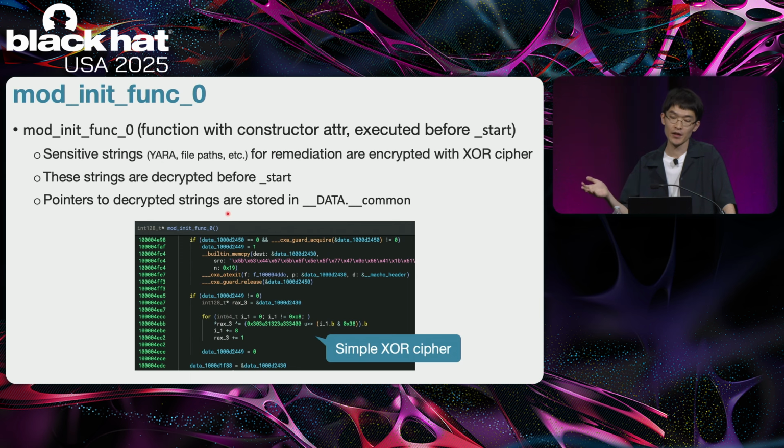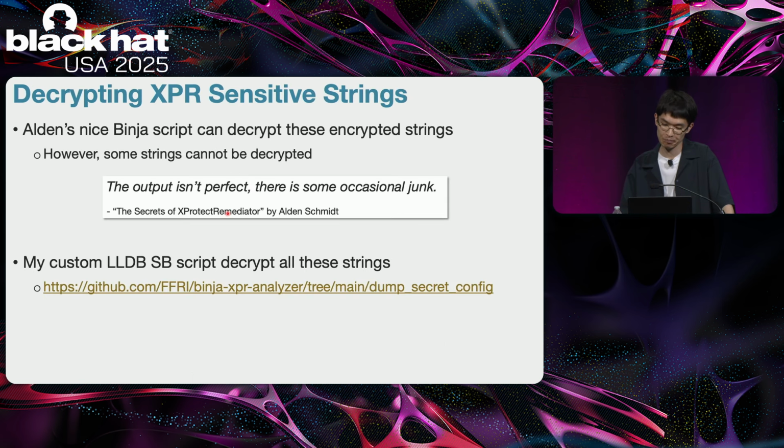Each XPR scanner has a function called model_init_func0, which runs before its entry point. Its role is to decrypt sensitive strings used for remediation, such as file paths, YARA rules, and regular expressions. These sensitive strings are encrypted using a simple XOR cipher. Decrypting these strings is important because they tell us a lot about how each XPR scanner works.